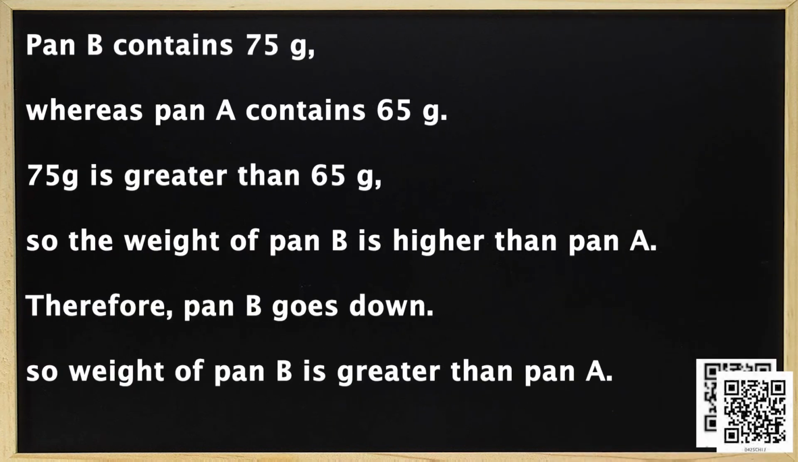Now pan B contains 75 gram, whereas pan A contains 65 gram. Now you know that 75 gram is greater than 65 gram. So the weight on pan B is greater than the weight on pan A. What does it mean? It means pan B goes down, since the weight on pan B is greater than the weight in pan A.